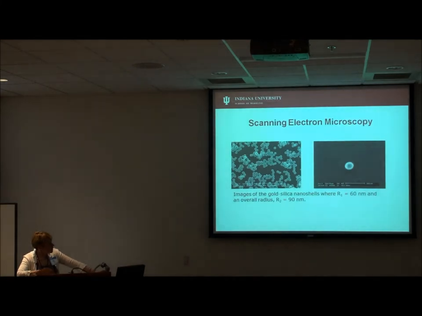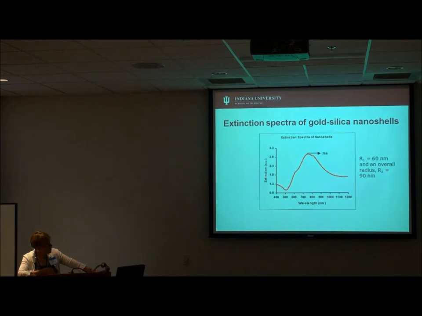So here's some scanning electron micrographs of the nanoshells we used. We started out with nanoshells that were 60 nanometers for the silica, and then overall were 90 once you put the gold on the outside. Here's the absorption spectrum at 756.